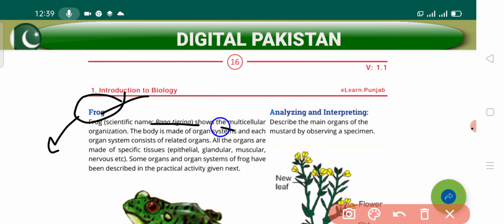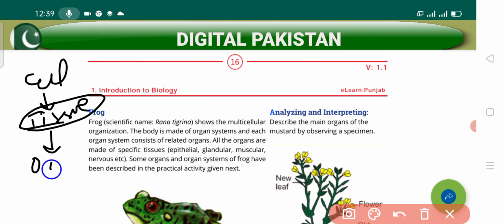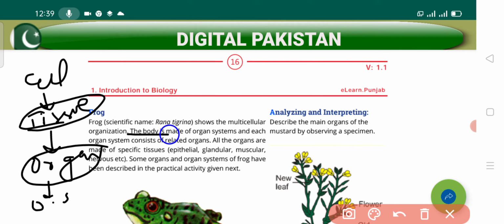The frog body is split into organ systems, and each organ system is made up of specific related organs, and all organs are made up of specific tissues. You can say that the way we have learned is that similar cells are making the tissues, tissues performing the same function are making the organ, and different organs joined together are making the organ system. So in the frog, we have learned that the body is made up of organ systems, and each organ system consists of related organs, and all the organs are made up of specific tissues.